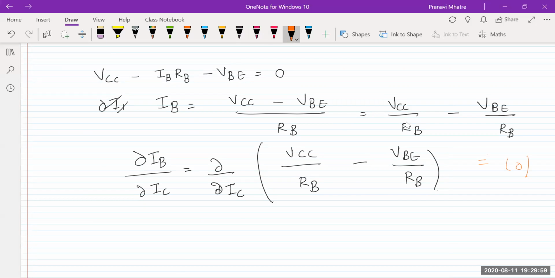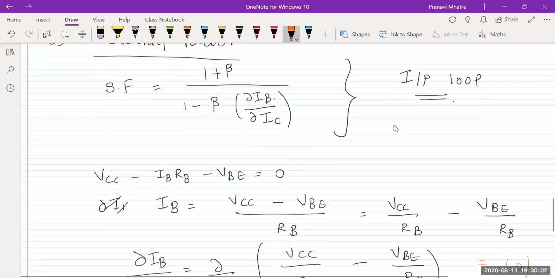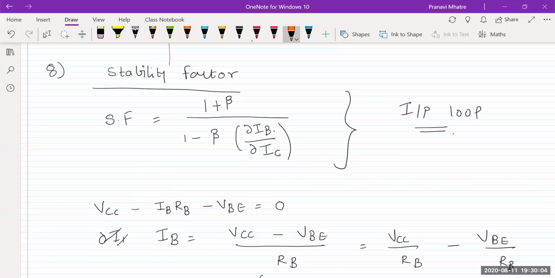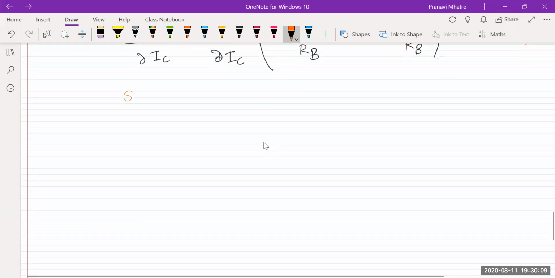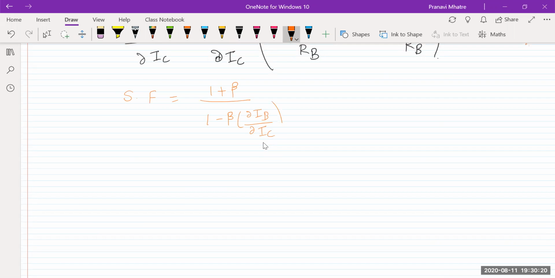So for the stability factor, this bracket is getting 0 value. So your expression for stability factor of fixed bias circuit, which is 1 plus beta upon 1 minus beta dou IB by dou IC, is equal to 1 plus beta upon 1 minus beta into 0, which is equal to 1 plus beta. So this is your fixed bias circuit stability factor.